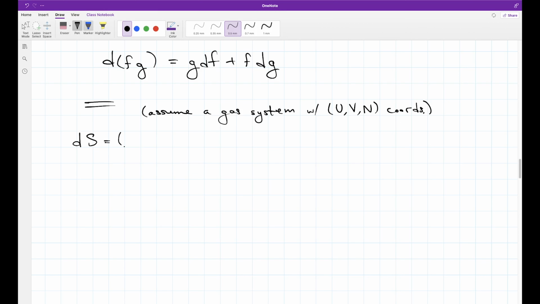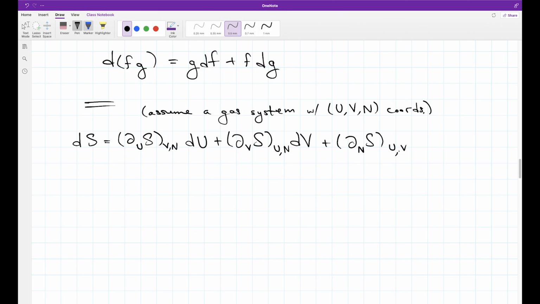So we'll get that dS is the partial with respect to U while fixing V and N times dU, plus the partial with respect to V of S fixing U and N times dV, plus the partial with respect to N of S while fixing U and V times dN. You'll notice I've switched back to our other notation here, where we do keep track of which variables are fixed at any time. I think that makes this a little bit easier, but you'll see that it is totally coherent with what we've said before.